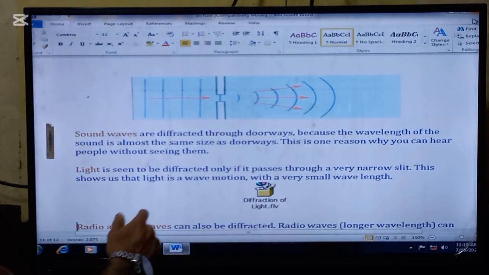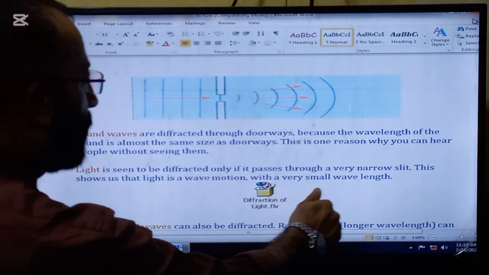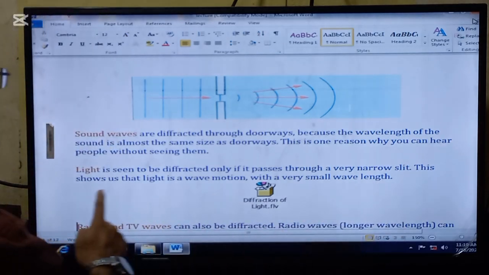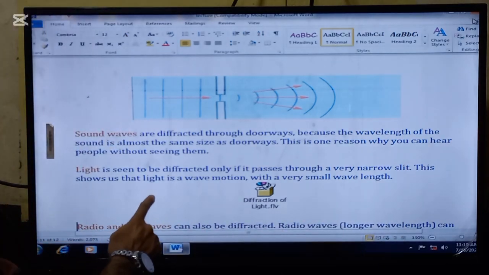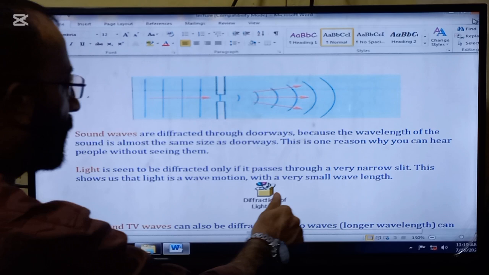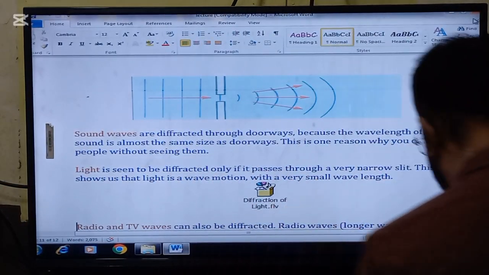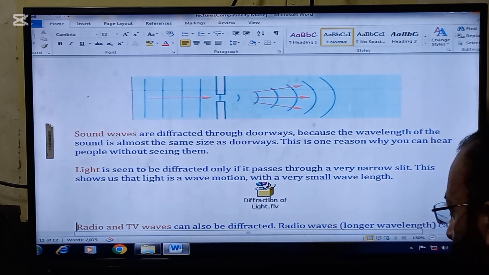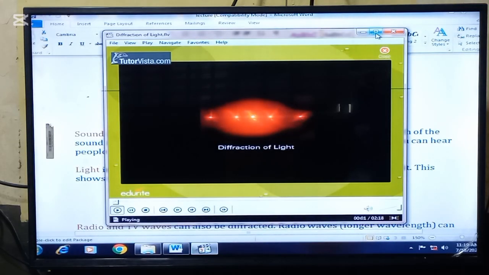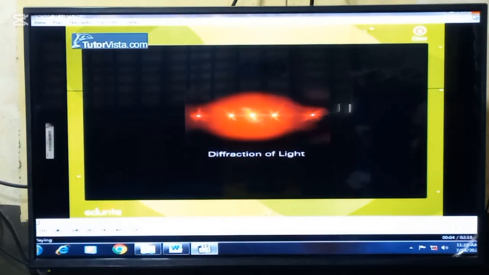Light is seen to be diffracted only if it passes through a very narrow slit. This shows us that light is a wave motion with a very small wavelength. And here the diffraction of light will be shown to you through a video. Diffraction of light.